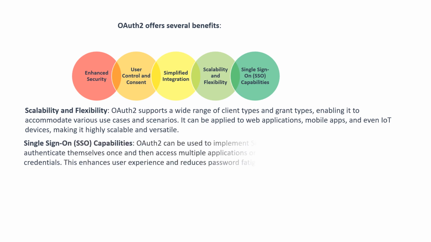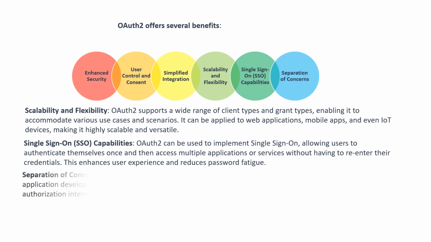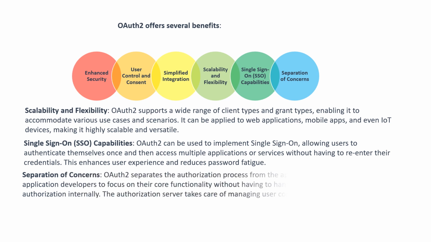Single sign-on capabilities. OAuth2 can be used to implement single sign-on, allowing users to authenticate themselves once and access multiple applications without having to re-enter their credentials. Separation of concerns. OAuth2 separates the authorization process from the application itself. This allows application developers to focus on their core functionality without having to handle user authentication and authorization internally.